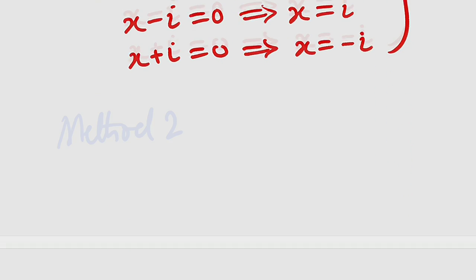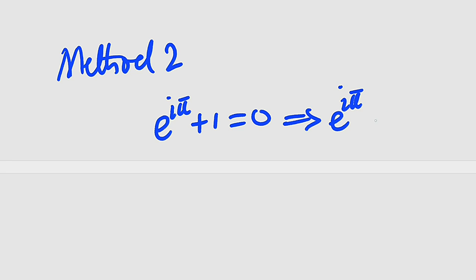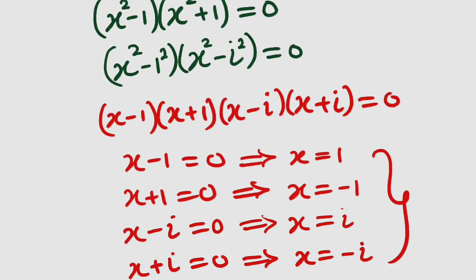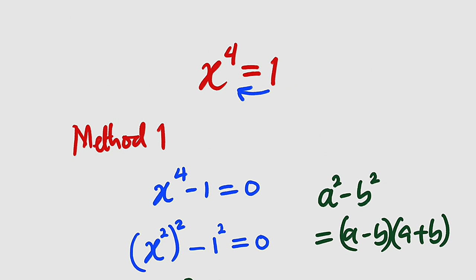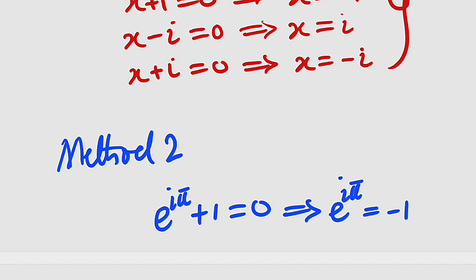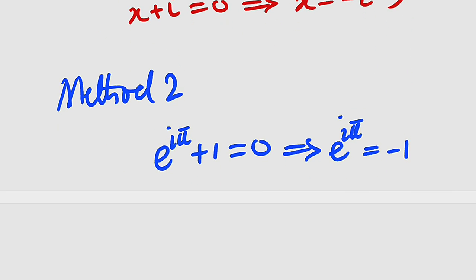Let's take the second method. Method number 2. Remember that from Euler's formula, e to the i pi plus 1 is equal to 0, which implies that e to the i pi is equal to negative 1. So how can we transform negative 1 into positive 1? Because the right hand side of our equation is positive 1. Once you raise a negative number to an even exponent, it will be positive. So the moment you raise negative 1 to any even number, it could be 2, 4, 6, whatever, it will be positive 1. So we are going to raise both sides to an even exponent.